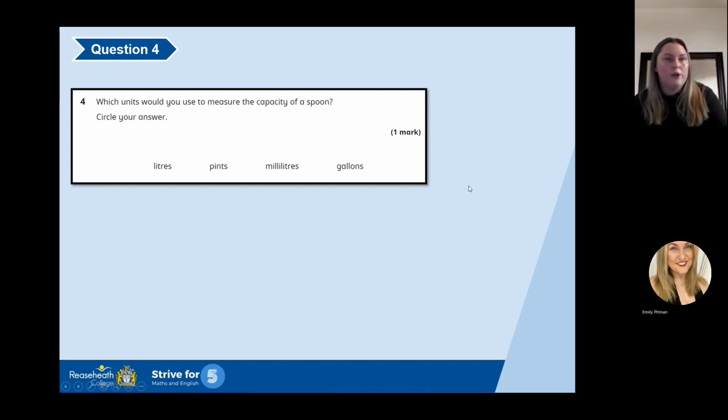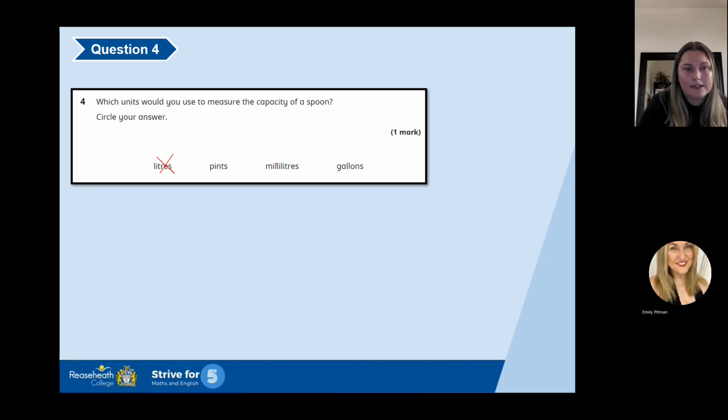Okay, which units would you use to measure the capacity of a spoon? So if I wasn't sure, again, I'd go through the different options and see what I really don't think it is. So think about things that you know. What do we know that's in litres? So if we have like a big bottle of Coke, that's going to be about 1.5 litres, maybe 2.5 litres. So that's nothing like a spoon, so we can cross that one out.